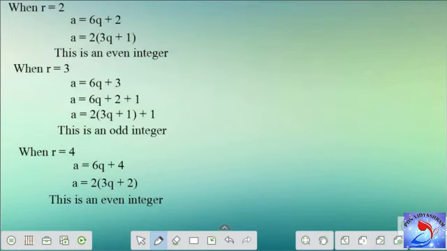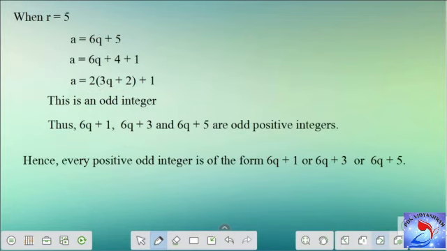Let's check for the remaining remainders here. When r equal to 2, we get a is 6q plus 2. Again, I have 6 and 2. When I factor out 2 from this, I can have it as 2 times 3q plus 1. There is nothing added to this 2. This tells me that this a is an even integer. When r is equal to 3, you can check out the steps. We got that it is an odd integer, and when r is 4, we get it as an even integer, and you can check when r is 5, your a is an odd integer.